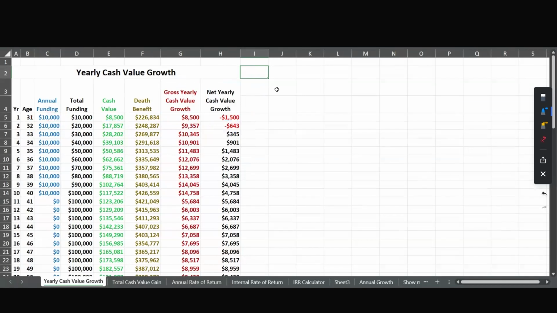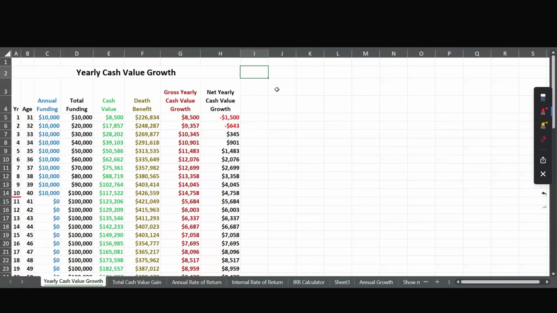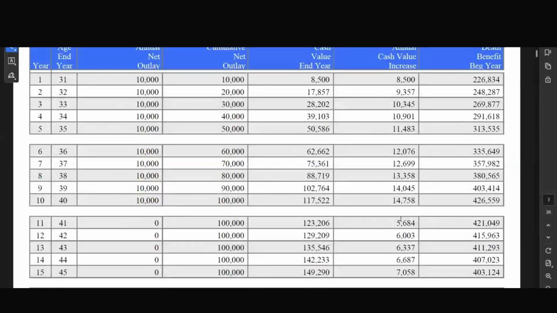Now, if you feel like this is confusing, one thing you can look at is year 11 after you stop paying, and here's why. Because when you don't have any payments going in, this is way easier to track. Your out-of-pocket is 0. Your cash value is 117, grew to 123. There's the gross cash value growth. We don't have to factor in any payments here. And there's the net. They're exactly the same. You'll even see that on the life insurance illustration from the insurance company, that it is exactly the same.